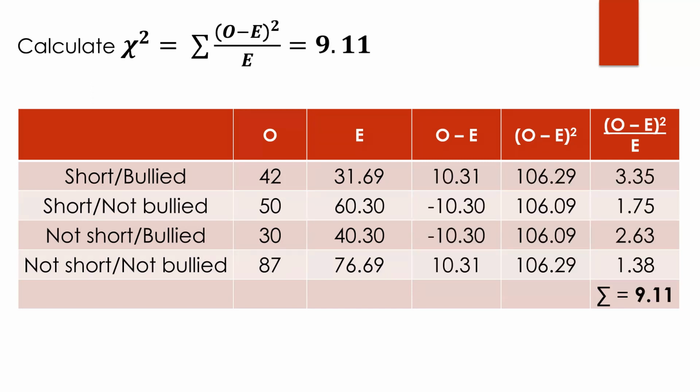So here's what you should have gotten. You can check your numbers there and see if you were on the right track. Ultimately, you should have gotten a chi-square of 9.11. Okay. Now, what does that number mean? How do we interpret the 9.11? What is a chi-square score of 9.11 telling us?